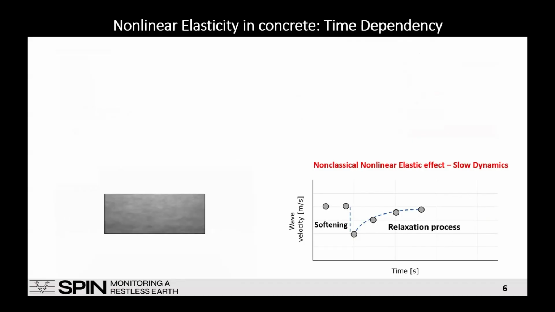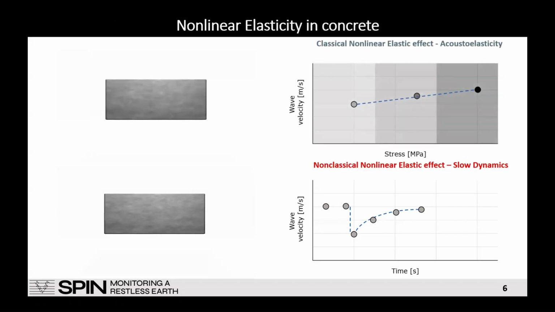So we can observe these hallmarks of this slow dynamic process: the softening, the material degradation, and then the subsequent auto-healing process that is called the relaxation process. The important thing is that this process happens over very large time scales. Essentially it happens very slowly. Those effects are well described by a nonlinear elasticity theory.